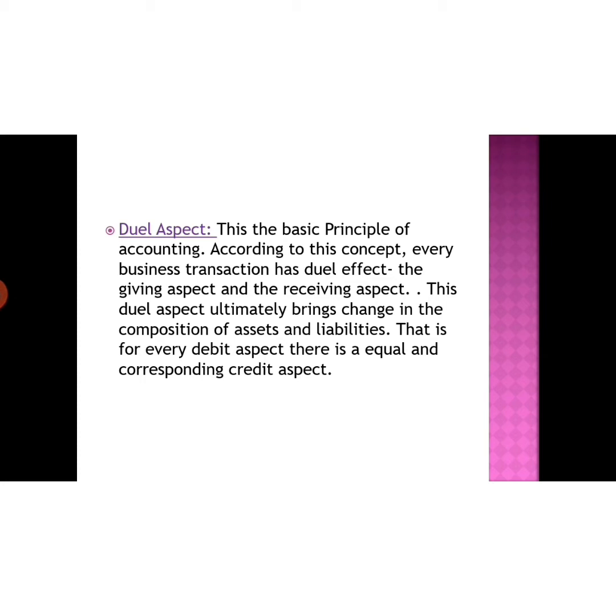According to this concept, every business transaction has a dual effect, the giving aspect and the receiving aspect. This dual aspect ultimately brings change in the composition of assets and liabilities. That is, for every debit aspect, there is an equal and opposite credit aspect. According to this principle, there is a debit and an equal corresponding credit.